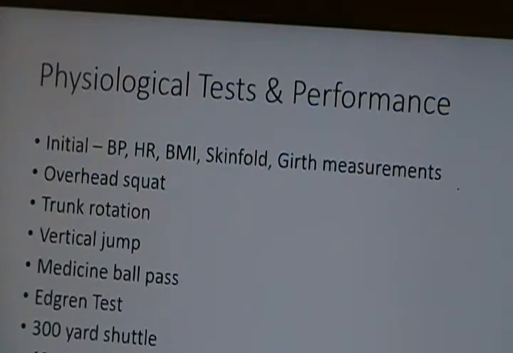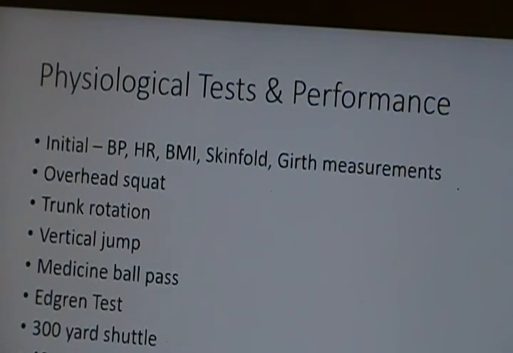Vertical jump and the medicine ball pass are both power tests, and they test upper and lower body, and he needs to be strong in those areas. The Edgren test is a multi-directional test, and it takes the athlete through 180 degrees, and so that's why I chose the Edgren test.